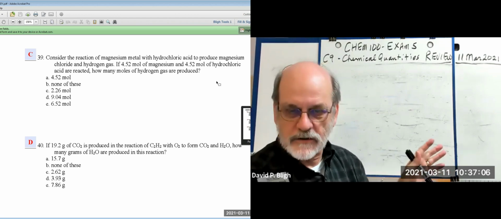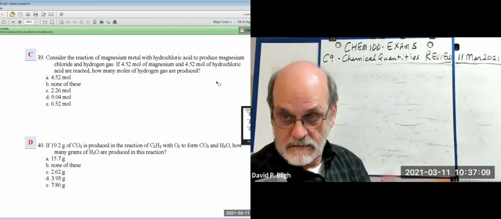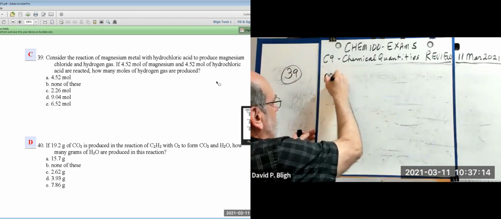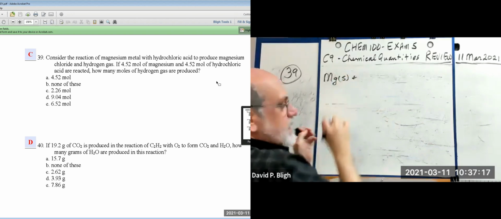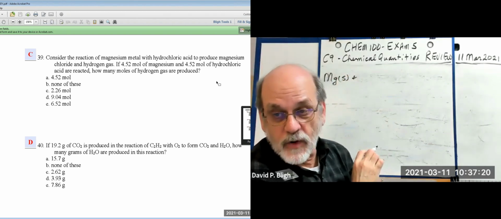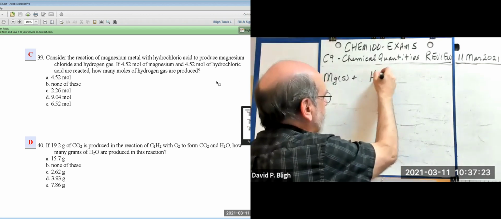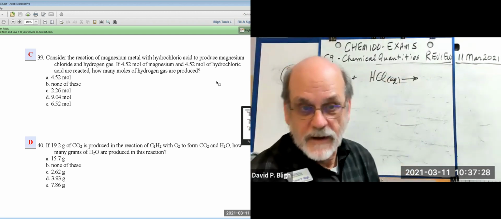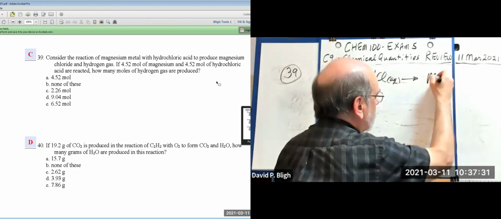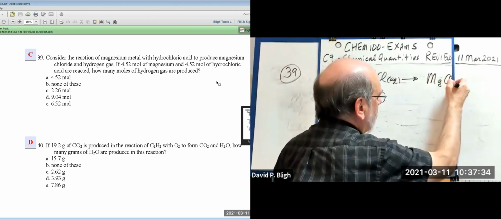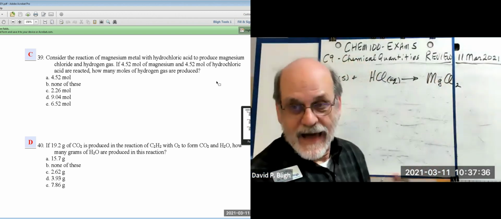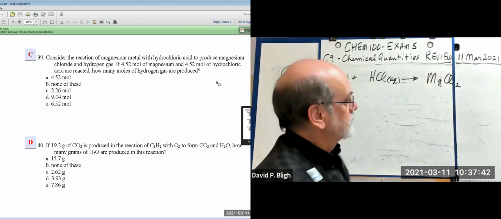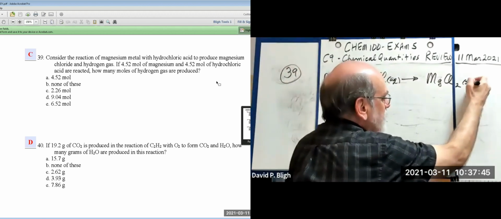Yep, we're going to need the balanced equation. So you write the correct compounds and elements first. Magnesium metal reacts with hydrochloric acid to produce magnesium chloride. Halogens are -1, alkaline earths are +2, so you need 2 chlorines. Right? That's a solid, plus hydrogen gas.